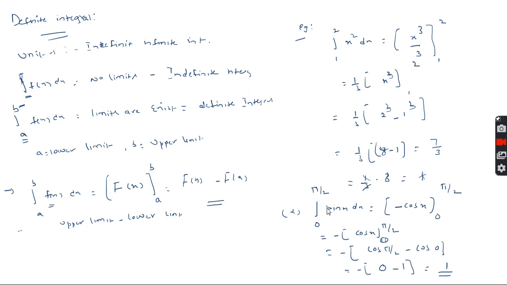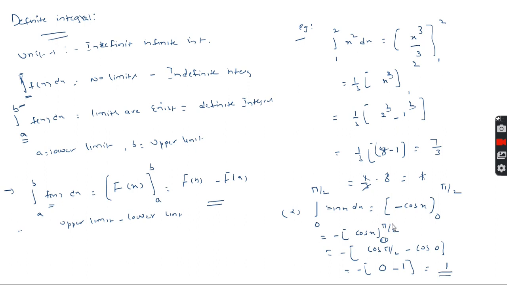And the next one is the integral from 0 to pi by 2 of sin x dx. First we find the integration of sin x. And what is the integration of sin x? The integration of sin x is nothing but minus cos x. And what are the limits? The limits are from 0 to pi by 2. Here a minus sign is included. The minus will be taken outside. We get minus of cos x, with the limits 0 to pi by 2.